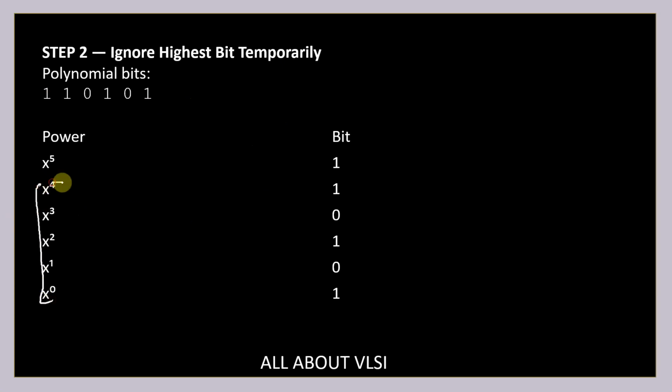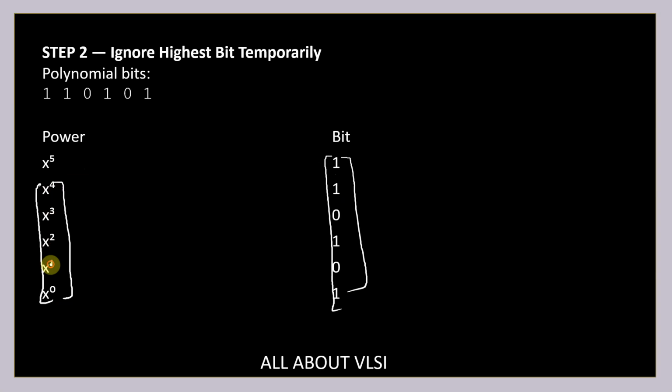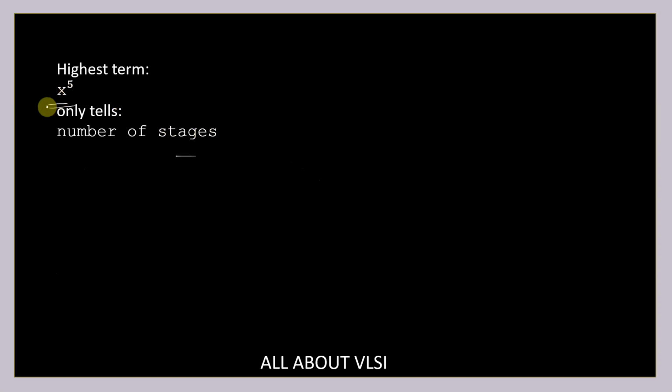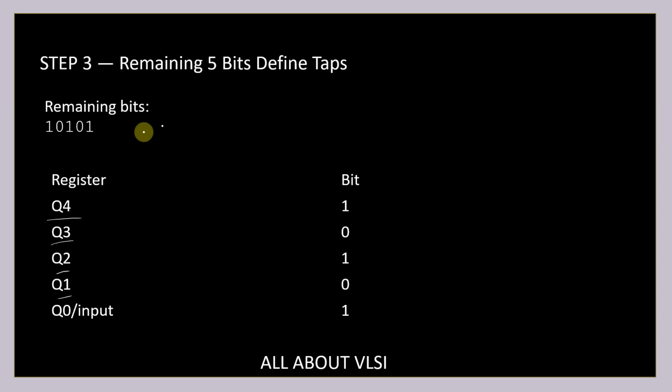So from here I'm going to consider these flip-flops, x power 4, x power 3, x power 2, x power 1, x power 0. Over here I mean 110101, I'm going to have from here, right? And these are my flip-flops, 1, 2, 3, 4, 5 flip-flops, and x power 5 I'm going to temporarily skip or ignore for now. Now, the highest term is x power 5, and it is only used to tell me the number of stages. After that, the remaining bits are used.